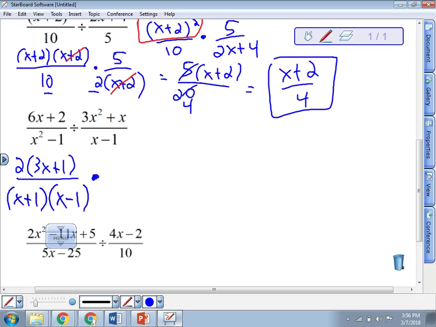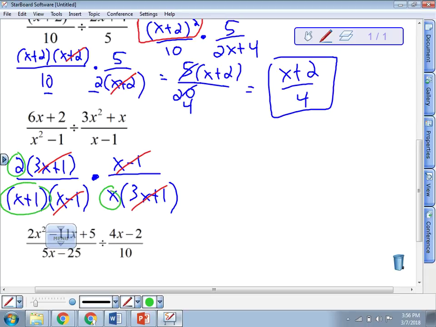Change it, and then flip it. The x minus 1 goes to the top, and then on the bottom, I'm going to factor out an x. So we're going to have an x, and be left with 3x plus 1. Let's see what cancels out. 3x plus 1, and the x minus 1. So what do we have left? We've got a 2 left on top, and then we've got an x plus 1 and an x. So our final answer is going to be 2 over x times x plus 1.